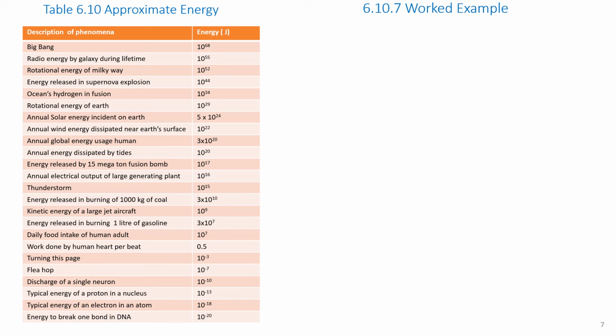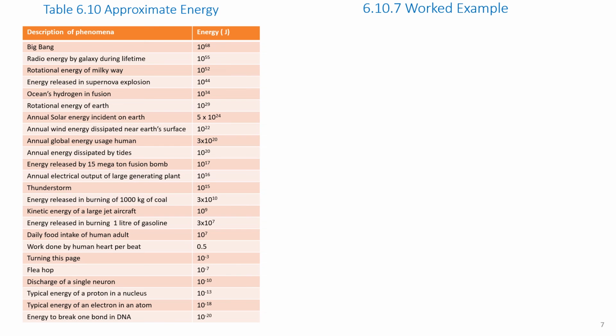Ocean's hydrogen in fusion is 10 to the power of 34 joules. Similarly, various other items are given, including smaller energy phenomena like turning this page. Even when you turn one page of a book, the energy involved is 10 to the power of minus 3 joules. That is of very small value. A flea hop has an energy of 10 to the power of minus 7 joules.